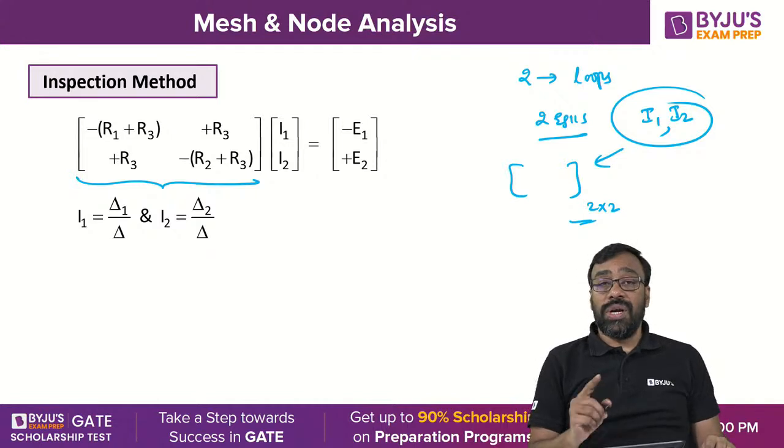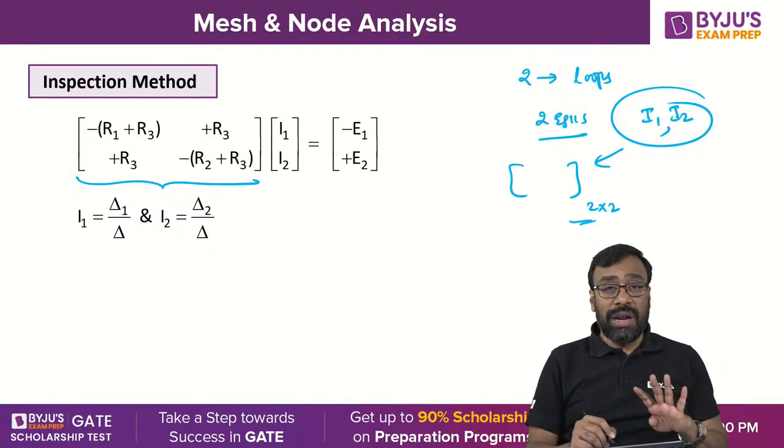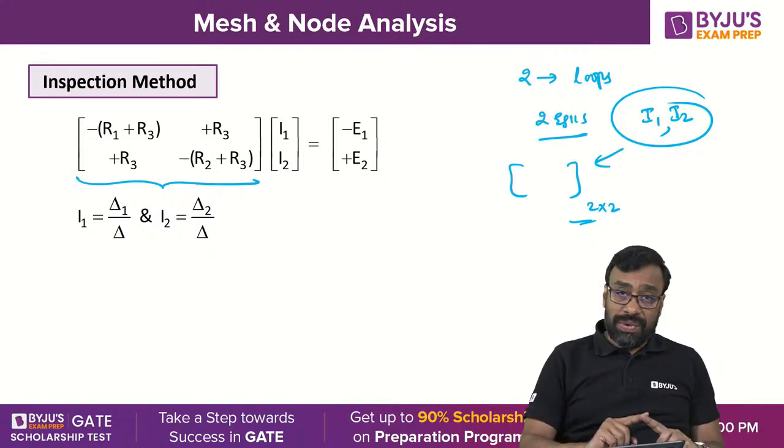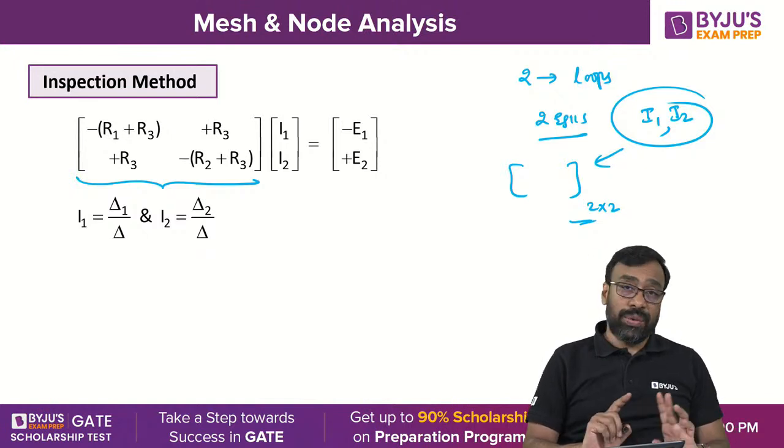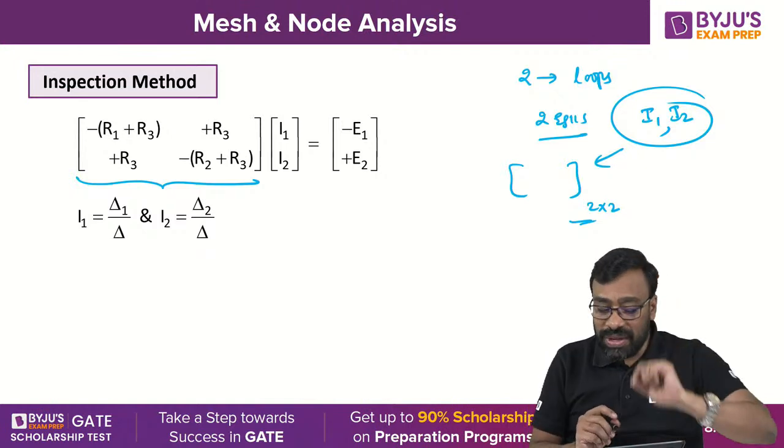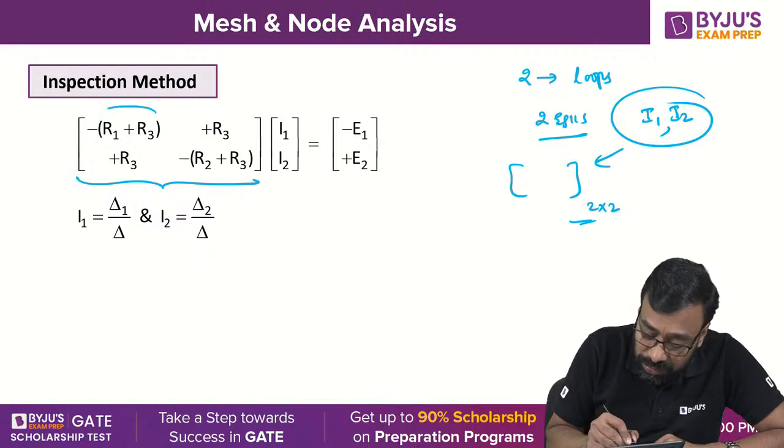Okay, 1 1, 1 2, 2 1, 2 2. There are 4 elements you have in the matrix: 1 1 element, 1 2 element, 2 1 element, 2 2 element. Okay, what is the 1 1 element?